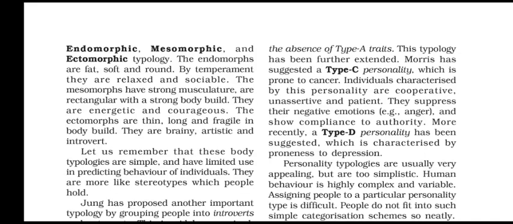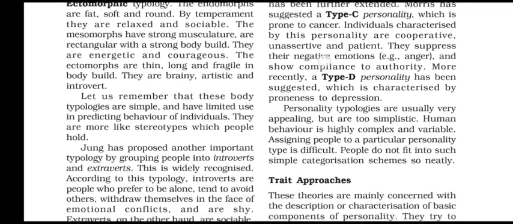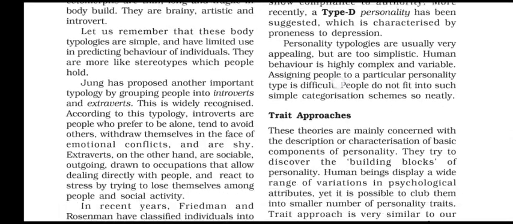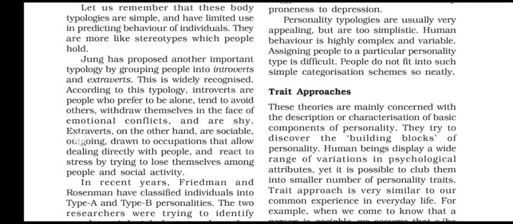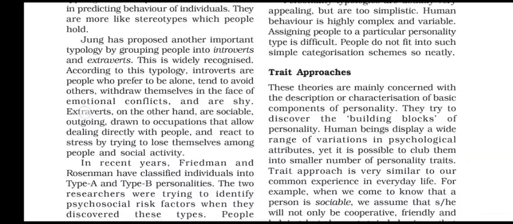The mesomorphs are strong, muscular, rectangular with a strong body build. They are energetic and courageous. The ectomorphs are thin, long, and fragile in body build. They are brainy, artistic, and introvert. Let us remember that these body typologies are simple and have limited use in predicting behavior of individuals. They are more like stereotypes which people hold.